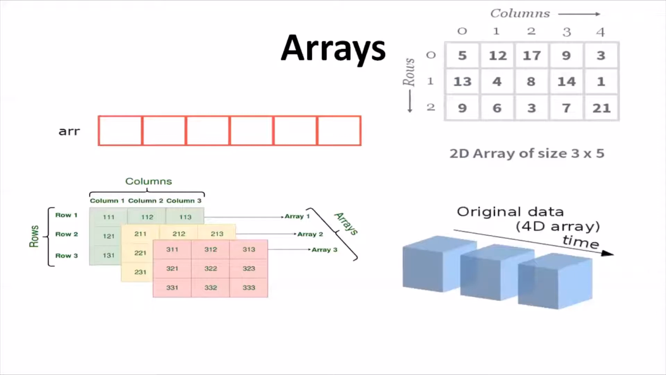Arrays can be 1D, 2D, 3D, and even 4D. In case of one-dimensional arrays, the indexing grows in only one direction. For two-dimensional arrays, there are two parameters maintaining the array indices. The first one is the row index and the second one is the column index.